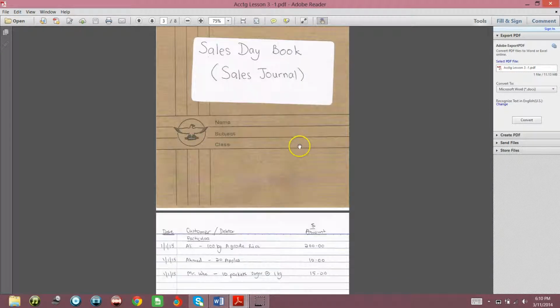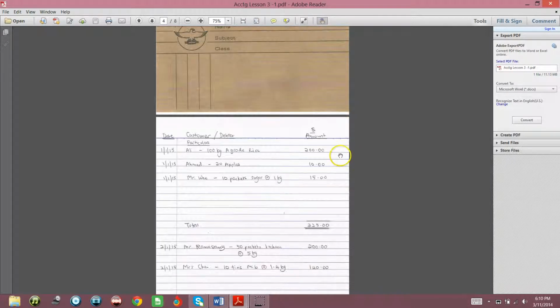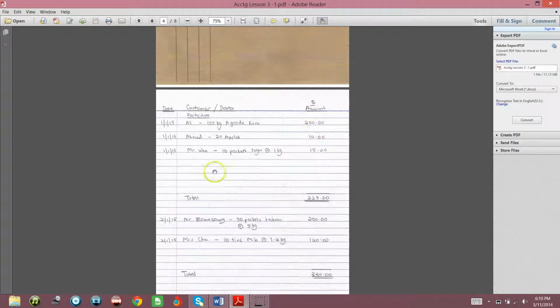So how does a sales day book look? It does not look like a typical T account format. A sales day book is just a simple exercise book that you label sales day book or sales journal. I suggest we do it day by day. This is the date, then you write the customer's particulars, the customer name, what they bought from me, and then the amount they bought. Some people may like to add an invoice number here.